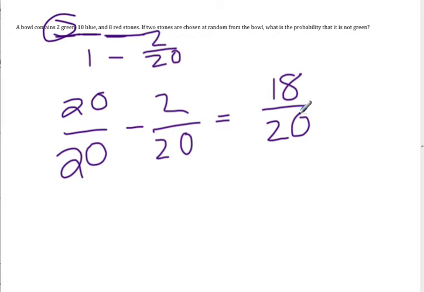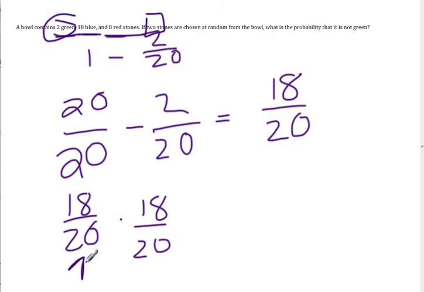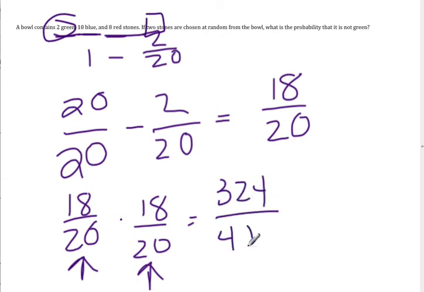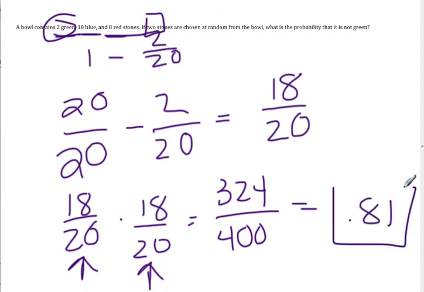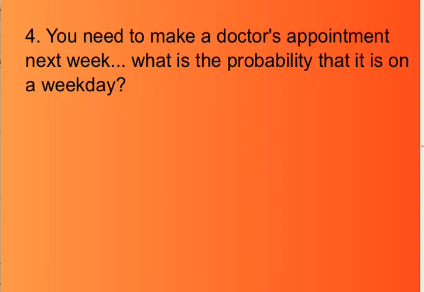Now notice that it says 2 stones are chosen at random. So we're going to take this probability and multiply it by itself twice. So here's the probability that the first one is not green, and here's the probability that the second one is also not. Now when you multiply fractions, you're going to multiply across the top. So 18 times 18 is going to give me 36. Oops, not 36, Miss Humber. That's 18 times 18. So that's going to give me 324. And 20 times 20 is going to give me 400. So I'm going to go ahead and divide those two, and I get 0.81. So there's an 81% chance that we're not going to draw a green.